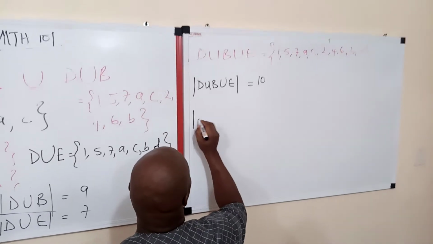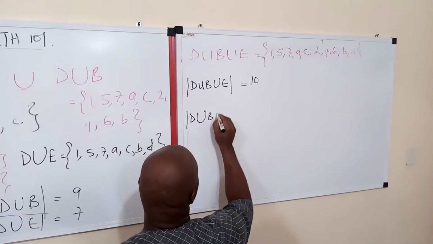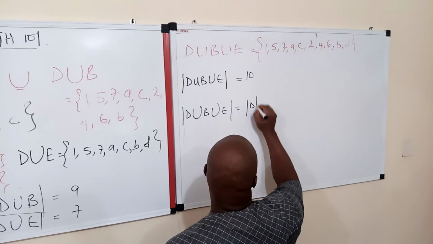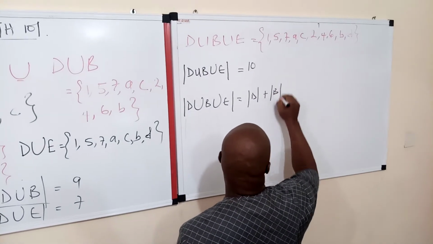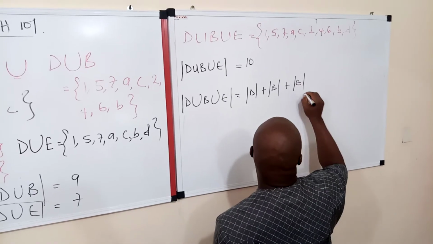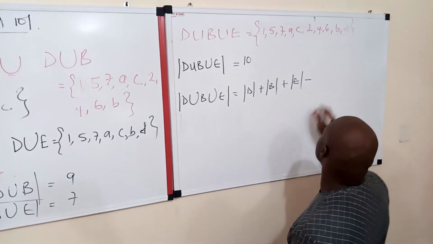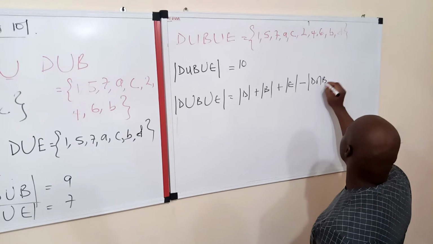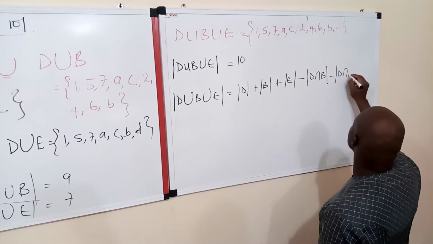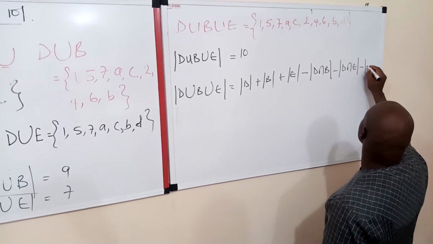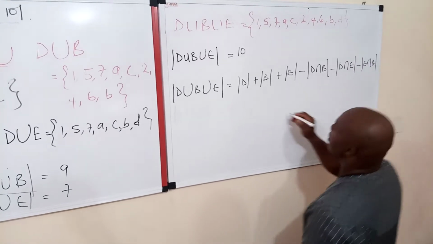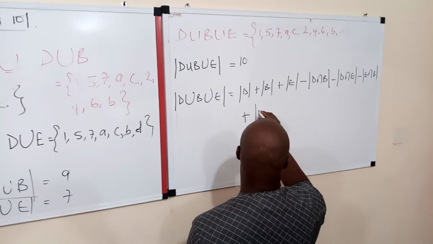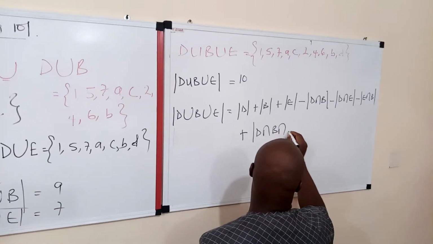We can also use a formula, as we did in the case of two sets, where we take their individual cardinalities, then minus their intersections: D intersection B, minus D intersection E, minus E intersection B, then lastly plus all their intersections, D intersection B intersection E.